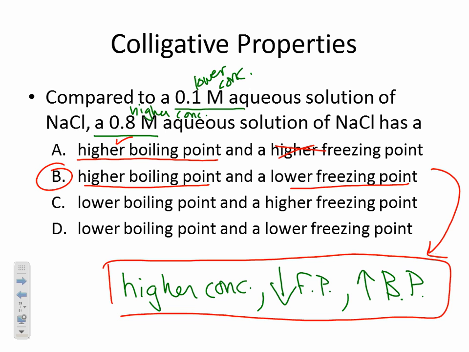Just looking at C, C is wrong because it will not have a lower boiling point. It will have a higher boiling point, and it will not have a higher freezing point. It will have a lower freezing point. And then D is wrong, again, because of that lower boiling point. The lower freezing point, yes, that's true, but it's not paired with the correct thing. So that's colligative properties. We're going to be doing a web lab with colligative properties and a demo with colligative properties.